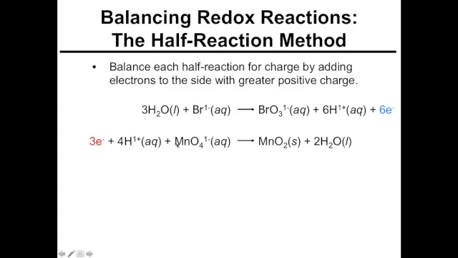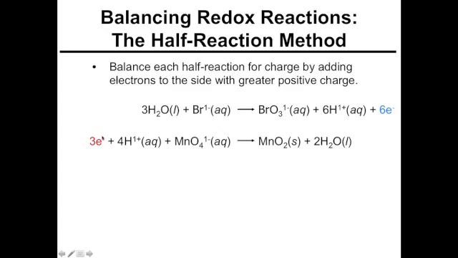So I need to get the total charge on my reactant side to equal 0, because that's the charge on the product side. So I add 3 electrons in order to get the total charge on the reactant side to be equal to the total charge on the product side. So I add 3 electrons.